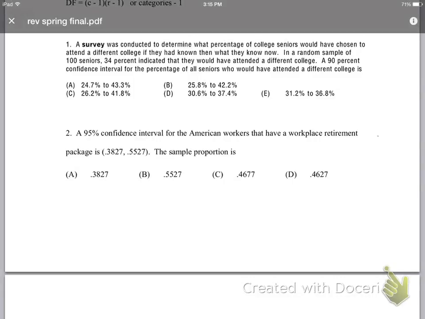Okay, number 1 is going to be a one prop test. All right, and remember I'm going to have them by their test. So this is a one prop test. And so in this case here, we have x is equal to 34. We have n is equal to 100. And my confidence interval is 90%.